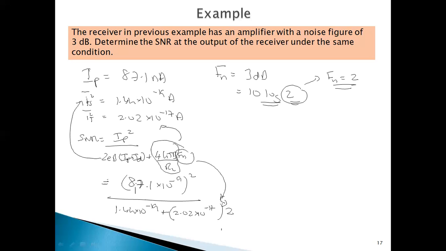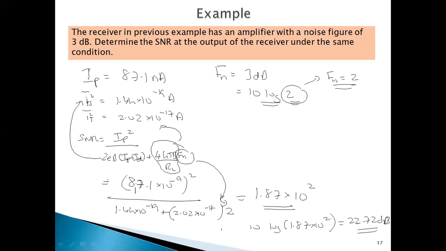When we take the ratio in this calculation, the value is 1.87 times 10 to the power of 2. That should be the linear scale for the SNR. In terms of dB, we have 10 log of 1.87 times 10 to the power of 2, so the answer is 22.72 dB. That should be the SNR for the given optical receiver.